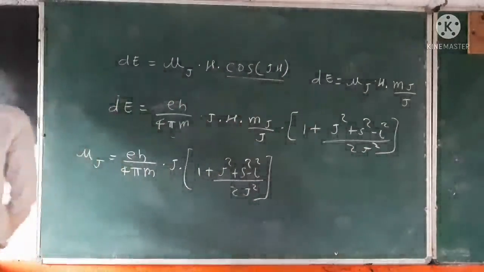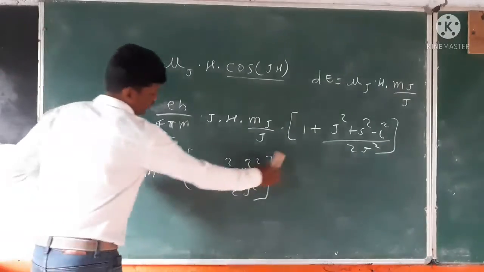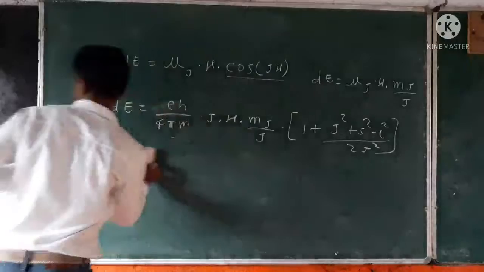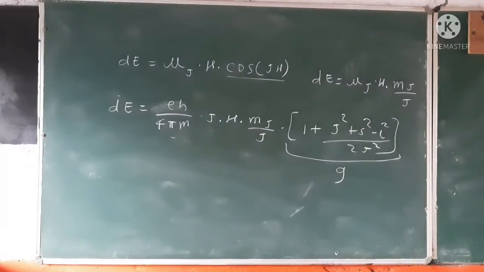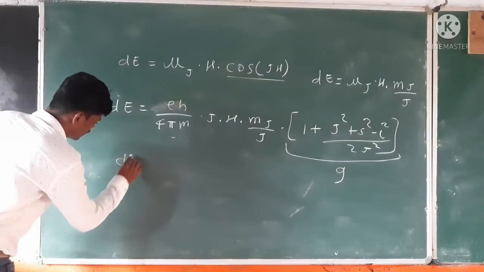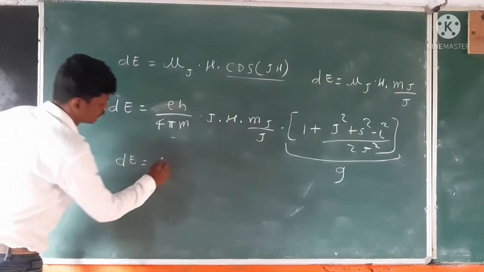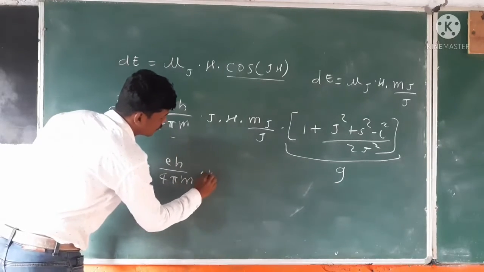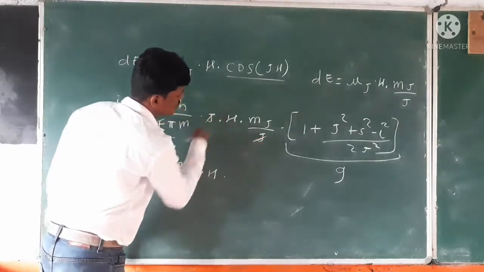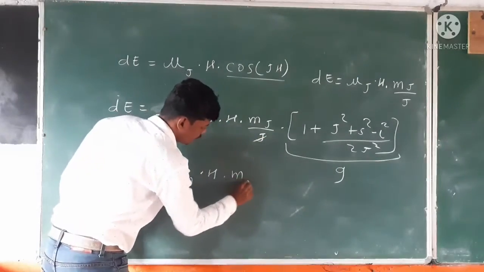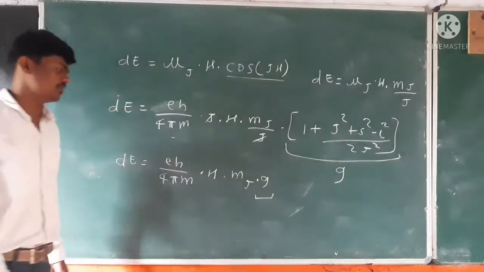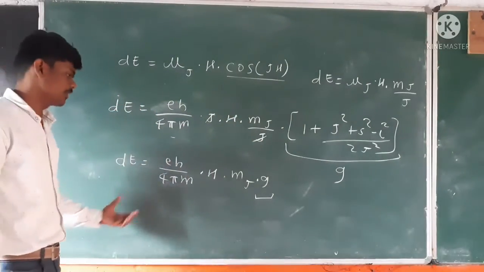So while we are doing this, we are finding the interaction energy. So this E, which is nothing but the interaction energy, we know is eH by 4 pi m into H. This J and J cancel, so Mj and g. This is the Lande g factor, which is nothing but the splitting factor.